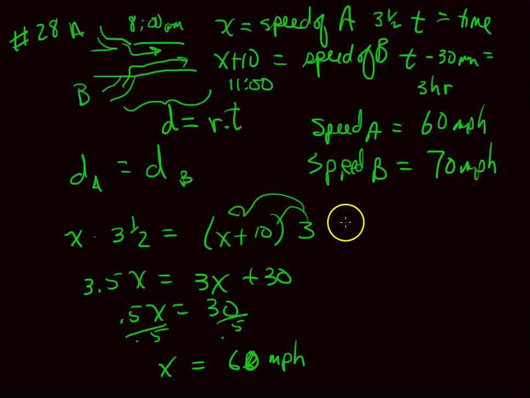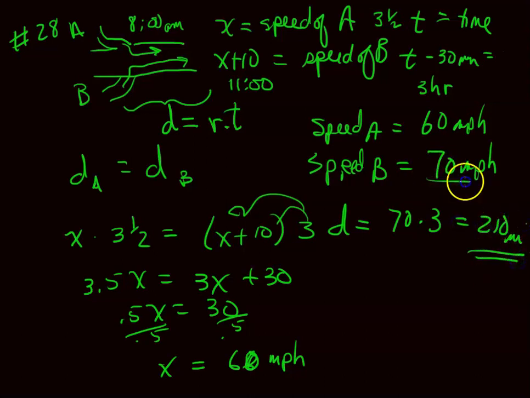The distance, though, both of them did the same distance. We could use either speed times their time. Since the speed of B has got the time 3, let's do the 70 times the 3, or 210 miles. So we've got the speeds, we've got the times. Sort of fun.